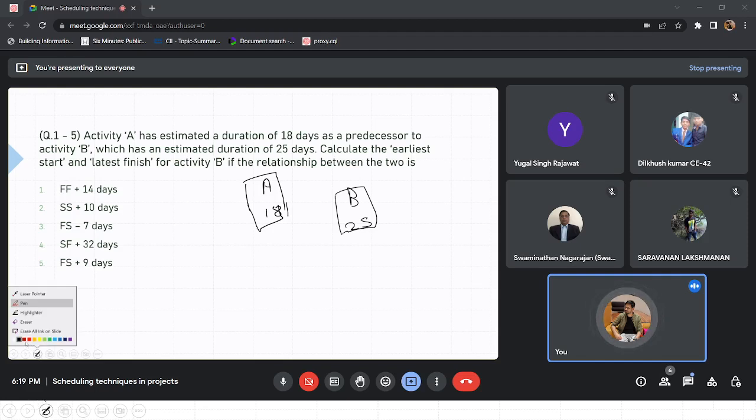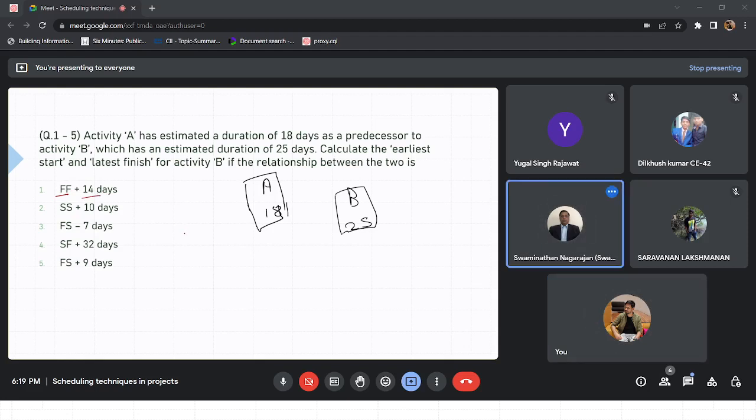Is anything missing in this question? We have been given the relationships. There are only 2 activities. We have been given no buffer. Nothing is missing. Yeah. Okay. So with that, we will move to solving it.